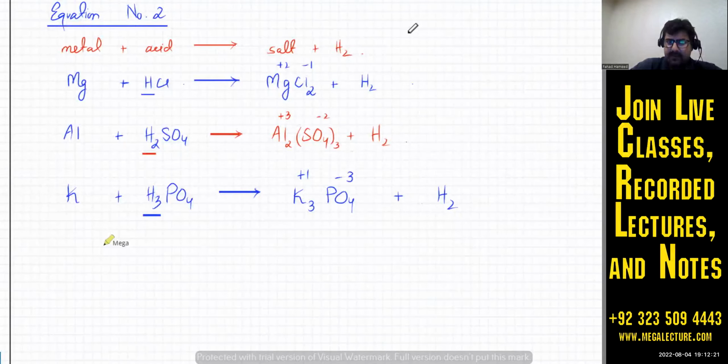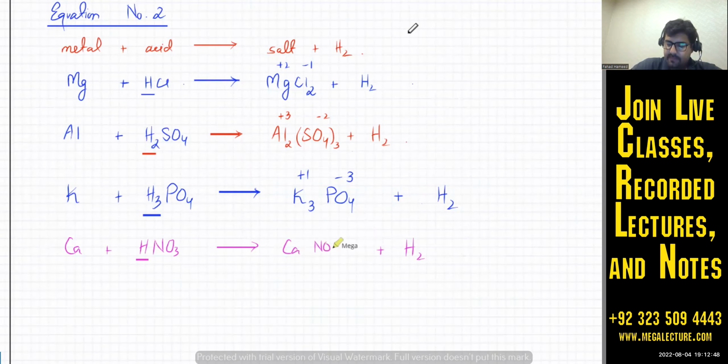I'll just do a couple more. Let's say we've got calcium reacting with nitric acid, HNO3. So what is going to be produced? The H will turn into H2 gas, and whatever is left is the salt. That's calcium and nitrate. Nitrate is -1, calcium is group 2, so that's +2, so it's going to be Ca and NO3 twice. That's the salt.